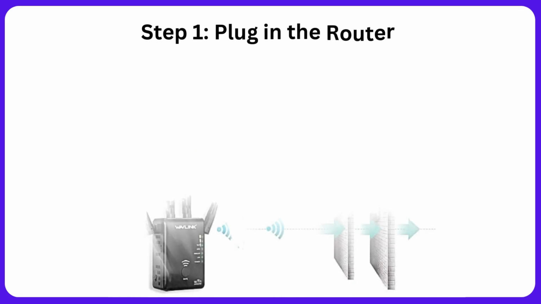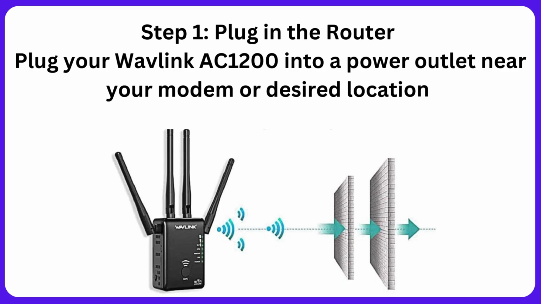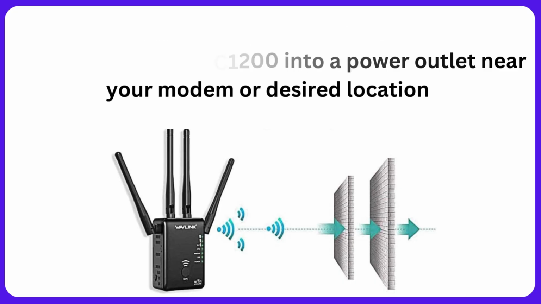Step 1. Plug in the router. Plug your Wavlink AC1200 into a power outlet near your modem or desired location.